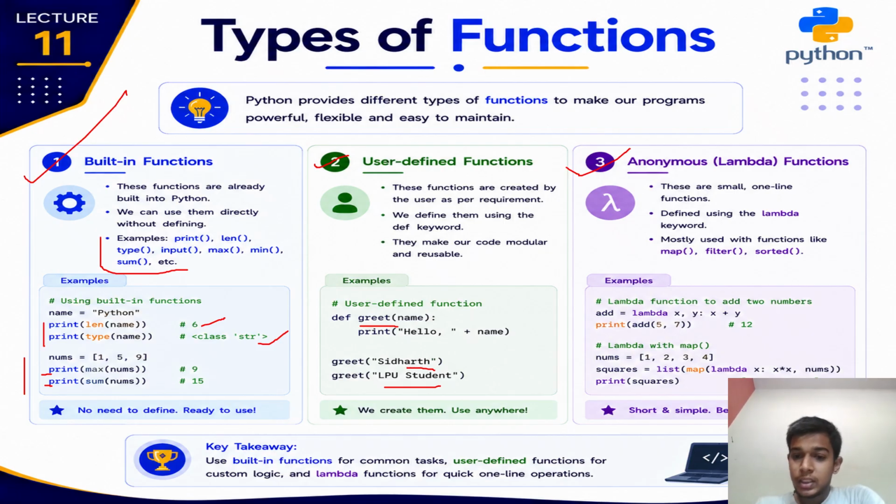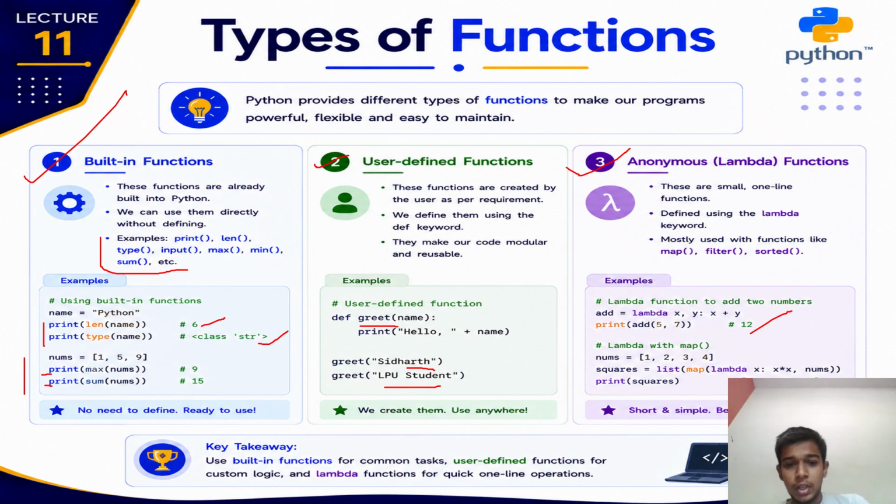add is equal to, you can see here, lambda x comma y, then colon, then x plus y. And then the print statement is executed. So here the lambda function adds two numbers where we pass 5 and 7, which returns 12. And the output is 12.